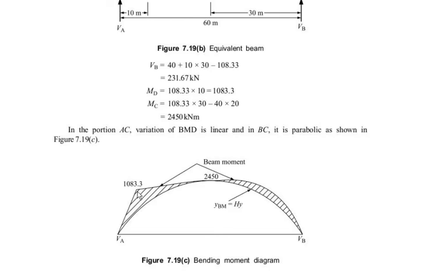So that value is marked here, and up to D it is linear. Again at C the moment value is 2450. So up to there again it is linear, and from there it is a parabola up to B. That is how we normally draw the bending moment diagram. So here also we can draw like that.